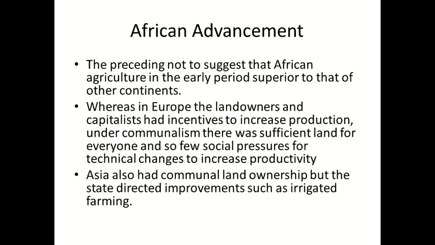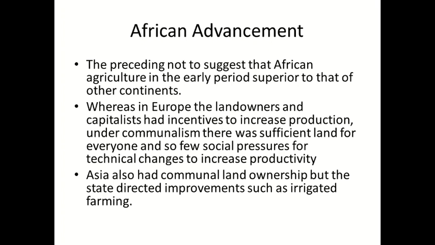For example, animal husbandry was not as advanced in Africa as it was in Asia and Europe. Whereas in Europe the landowners and capitalists had incentives to increase production, under communalism there was sufficient land for everyone, and so few social pressures for technical changes to increase productivity. Asia also had a communal system of land ownership, but the state directed improvements, such as in irrigated farming.